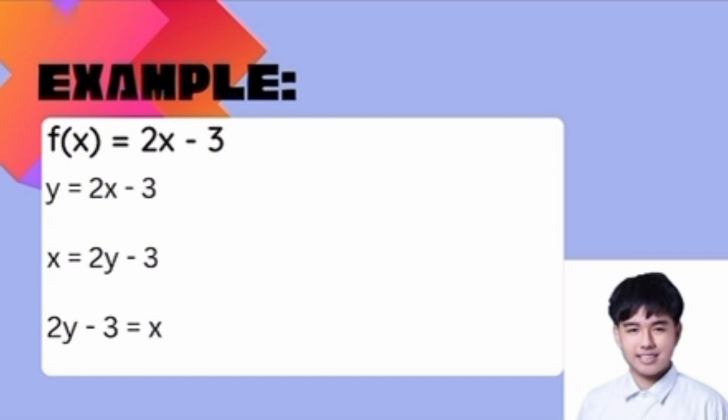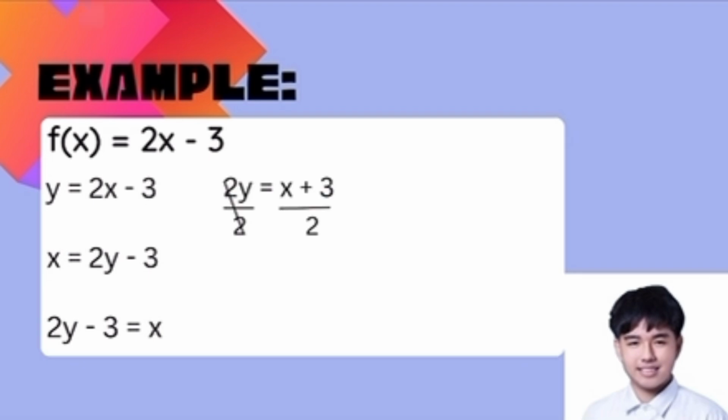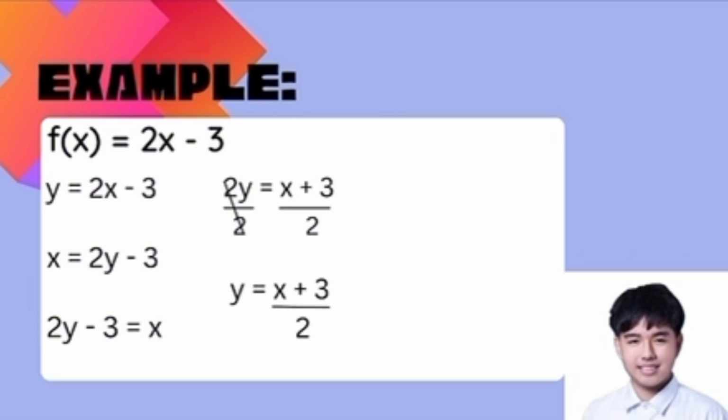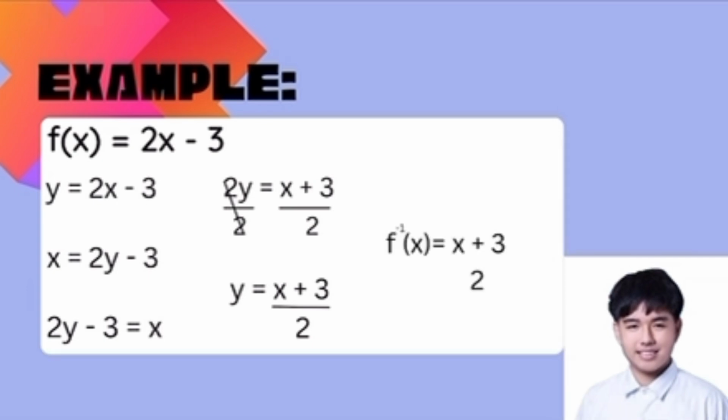After that, we're going to transpose the negative 3 to the other side, and it will become 2y is equal to x plus 3. And then, in order for us to solve y, we're going to divide both sides by 2, and it will become y is equal to x plus 3 over 2. And then finally, we're going to change the y to f inverse of x. And the final answer is f inverse of x is equal to x plus 3 over 2.